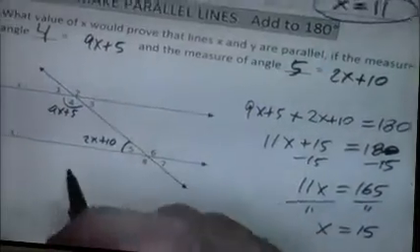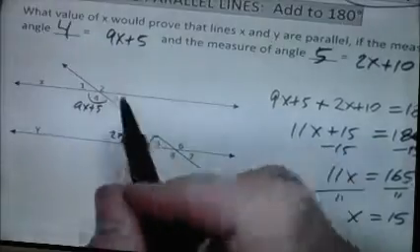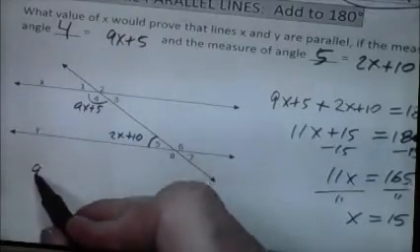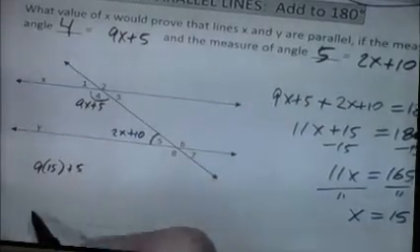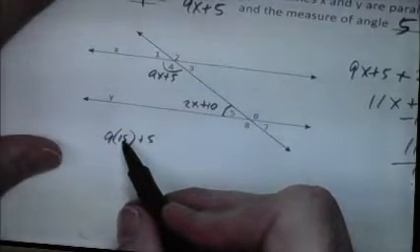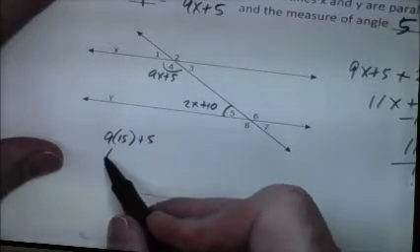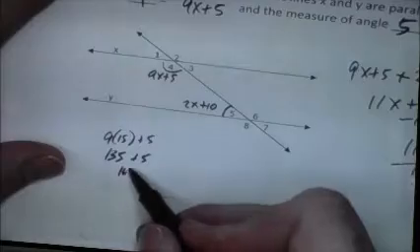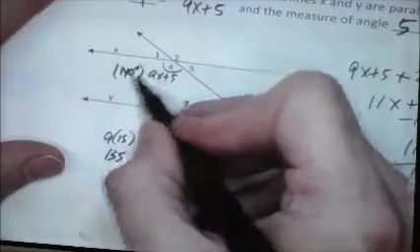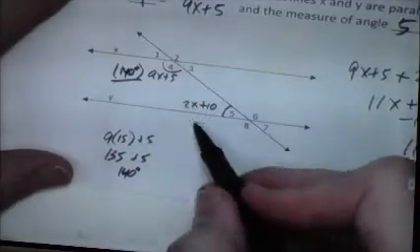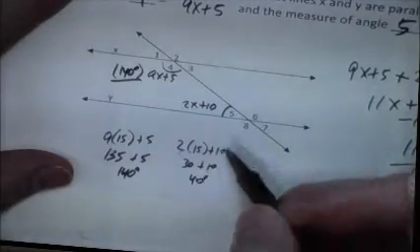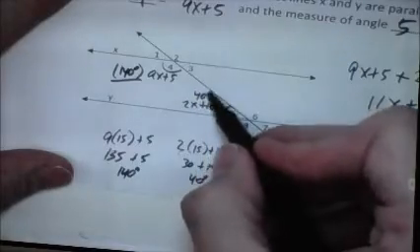Now let's come back and find these, because if that makes these two numbers add up to 180, that forces x and y to be parallel. So if I put 15 in here, 9 times 15 plus 5, that's 90 and 5, that's 145, is that right? No, 135. 9 times 15 is 135, plus 5, so that's 140 degrees. So this one is 140 degrees. If I take the 15 and put it in here, 2 times 15 plus 10, that's 30 plus 10, that's 40 degrees. So this one is 40 degrees.